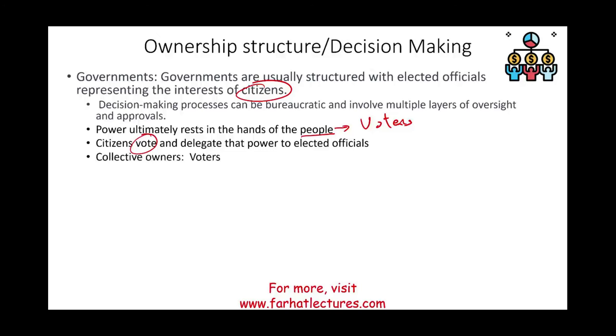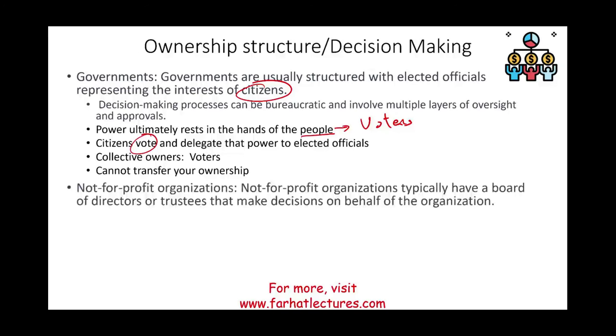So the collective owners are the voters. And guess what? Although you are an, in quotes, "owner" in the government, you cannot transfer your ownership. We're going to see that if you own stock in a company, you can transfer your ownership. So for government, the voters are the ultimate, in quotes, "owners" of this entity.